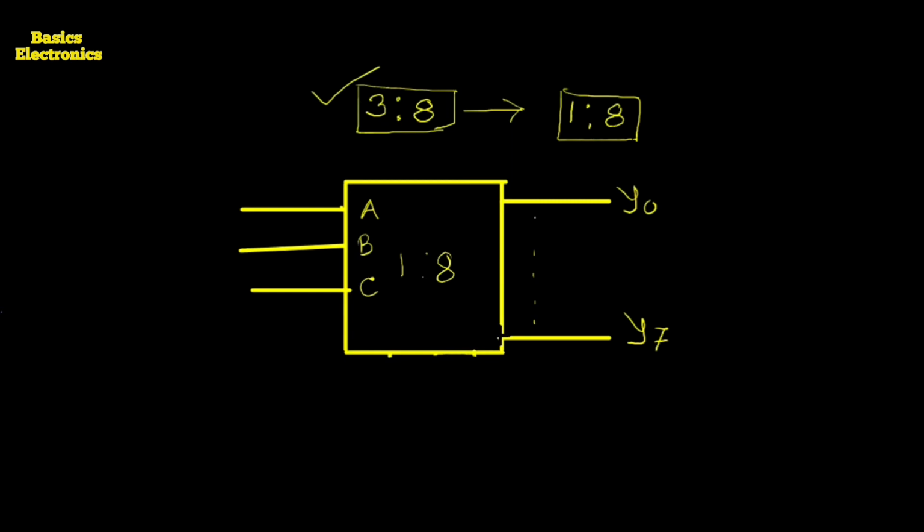These are the 3 inputs, and here the 8 outputs. The data line is absent. Whatever the input is, that input is applied at these lines. These lines are the select lines. The inputs are applied at the select lines, and the output is obtained. So this we call a 3:8 decoder.